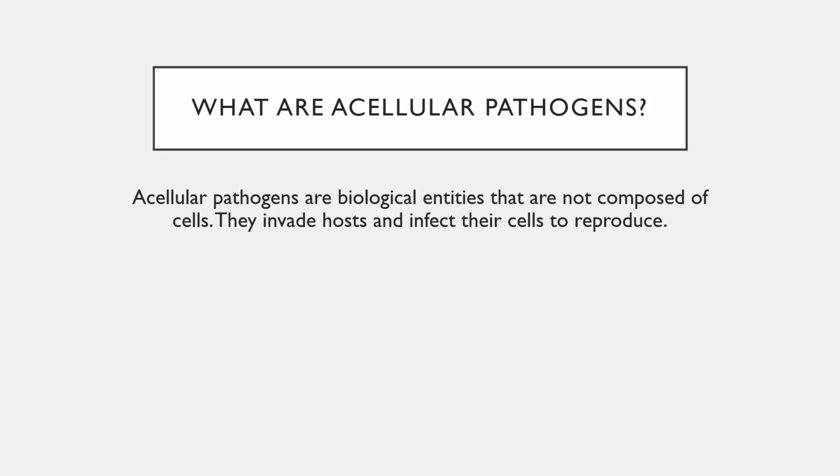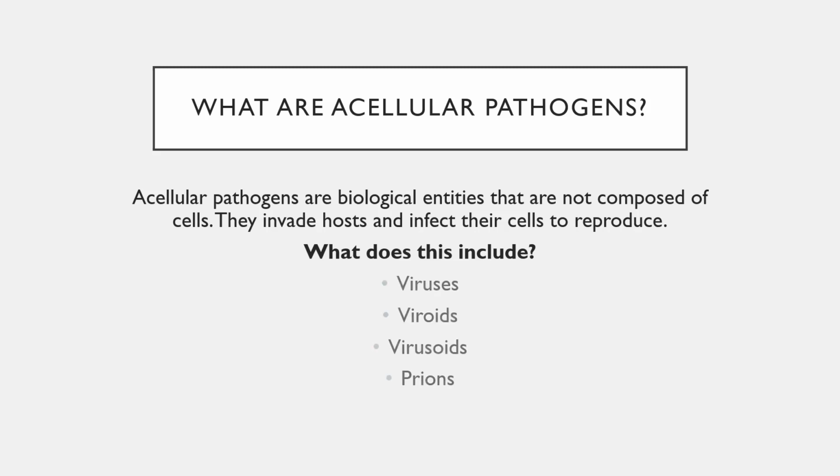They invade and infect hosts in order to reproduce, and for the most part, when we're talking about humans and we're focusing on clinical microbiology, our emphasis falls on viruses, including viroids, virusoids, and prions. And we'll probably talk about these at the end of the lecture, but the main body of this lecture is going to focus on viruses, which are just one type of acellular pathogen.